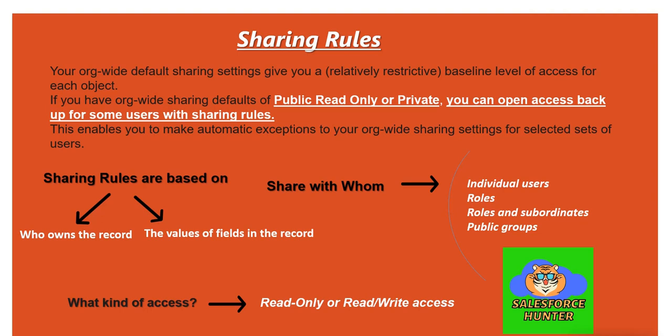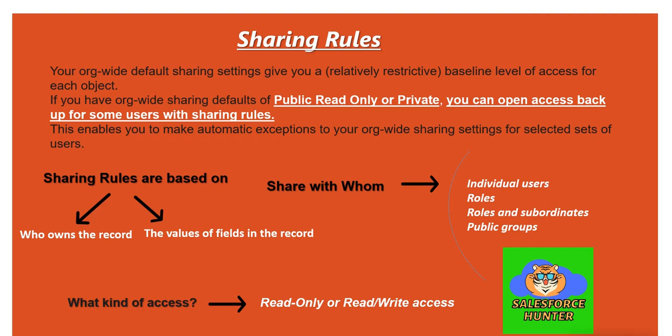The first point is sharing rules are based on, first, who owns the record, and second, the values of the fields in the record. Basically these are the two conditions, either one of them, that we use to define the sharing rules: whether who owns the record, or which field values the sharing rules should be based on.